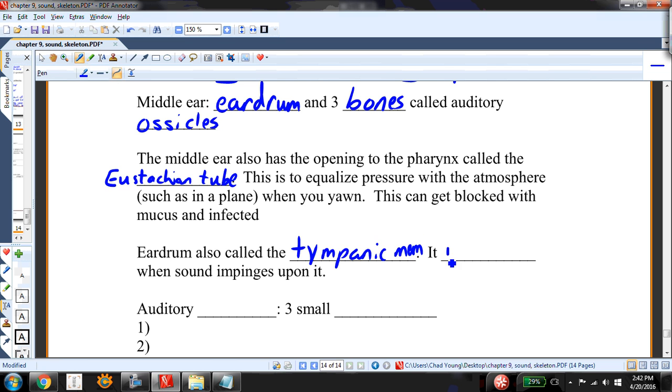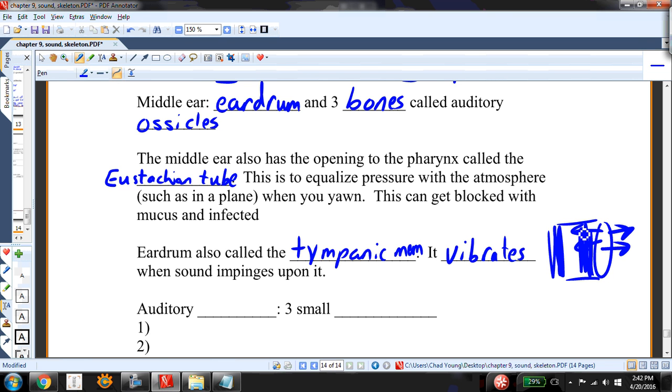and it vibrates when sound impinges upon it. So, if this is my eardrum, I have these pressure waves. They will cause the eardrum to move back and forth at whatever the frequency of the wave is.